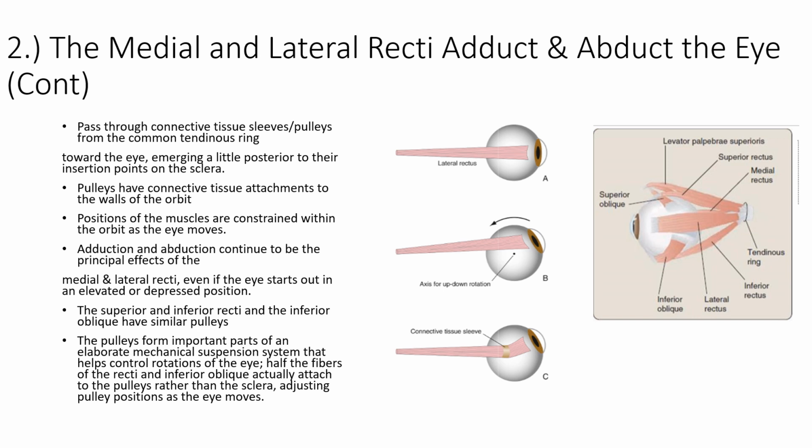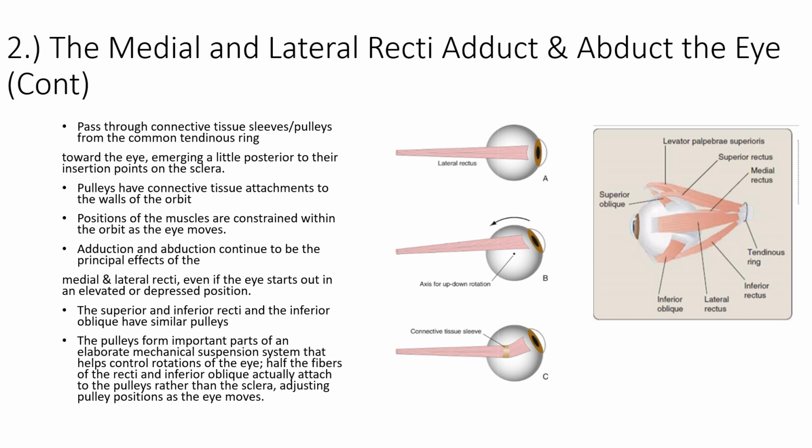As a result, adduction and abduction continue to be the principal effects of the medial and lateral recti, even if the eye starts out in an elevated or depressed position, as you can see in the picture here. The superior and inferior recti and the inferior oblique have similar pulleys. In this sense, the superior oblique is not as different from the other extraocular muscles as it seems to be.